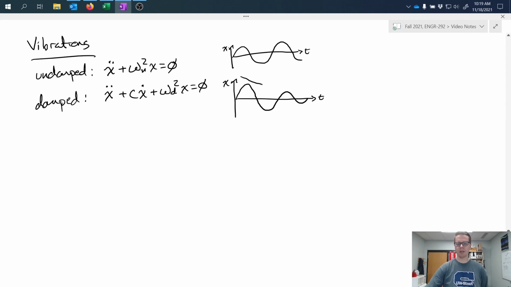And for example, an underdamped system might have an output that looks like this, where the oscillating position is contained within an envelope that represents the damping of that signal.